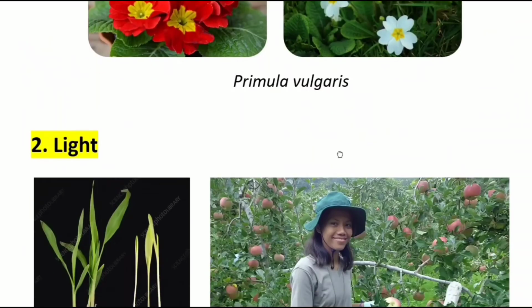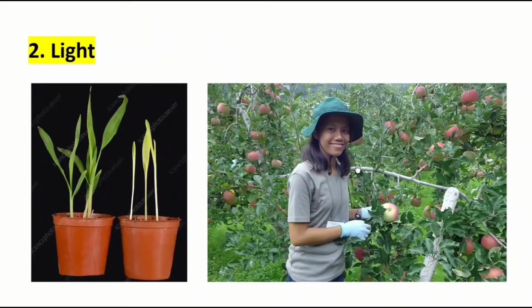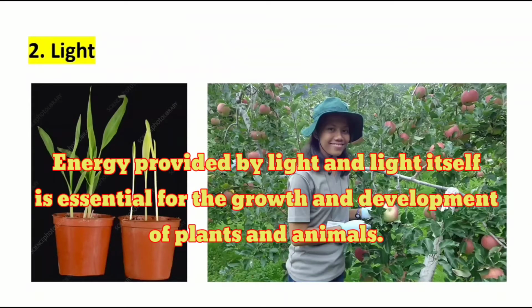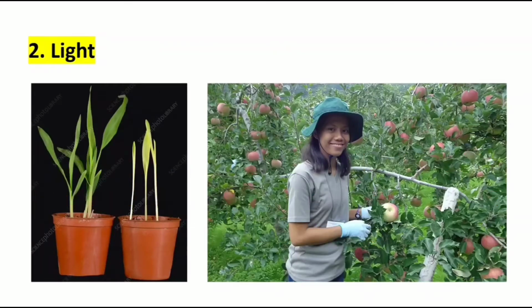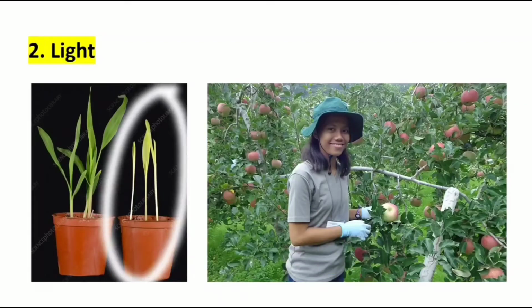Next, we have light. So, ano naman yung ibig sabihin nito? Yung energy kasi provided by light, and light itself is essential for the growth and development of not only plants but also animals. But our example in here is plants. Specifically, this is actually a corn and this is an apple. Okay? So examples, seedlings grown in the dark.